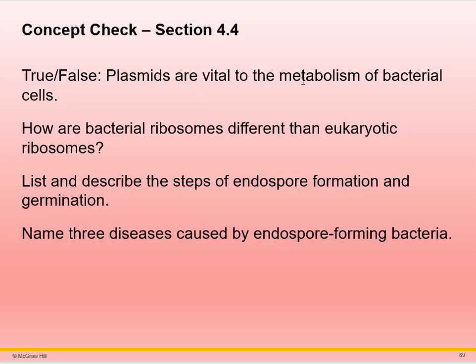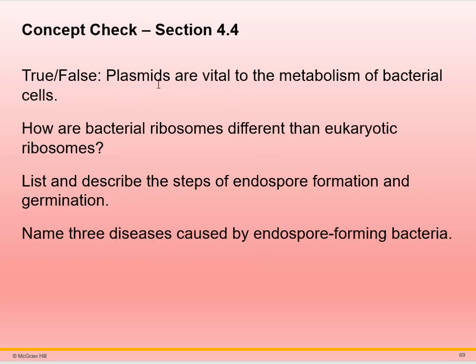So here's our concept check for section 4.4. True or false, plasmids are vital to the metabolism of bacterial cells. How are bacterial ribosomes different from eukaryotic ribosomes? List and describe the steps of endospore formation and germination. Name the three diseases caused by endospore-forming bacteria.